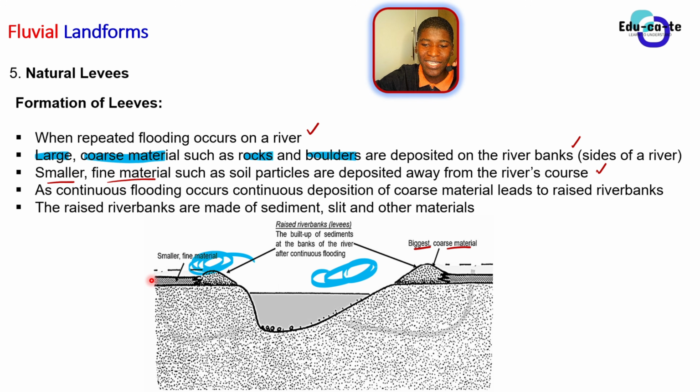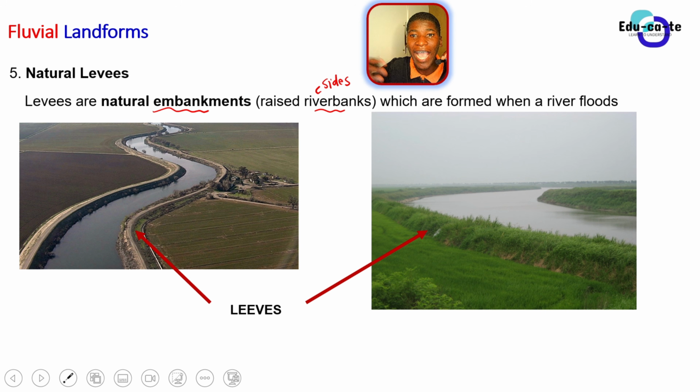So that's actually how we end up having these landforms, whereby you can see that these are the large coarse material that are making these sides of the river to be raised. Okay, so basically the large coarse material, or these large boulders, these large rocks, they are the ones making the sides of the river to be raised, or to be like natural levees. Okay, so basically this is due to the continuous flooding. But the smaller fine material will be deposited far away from the river itself. But the larger material is deposited at the riverside whenever this water splashes all around.